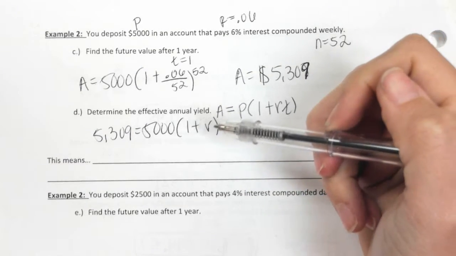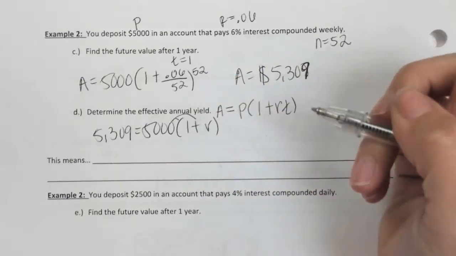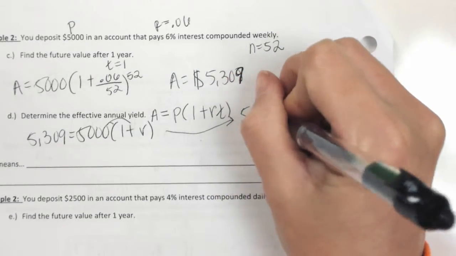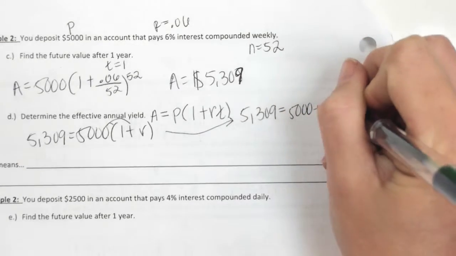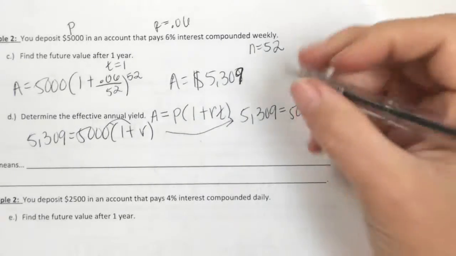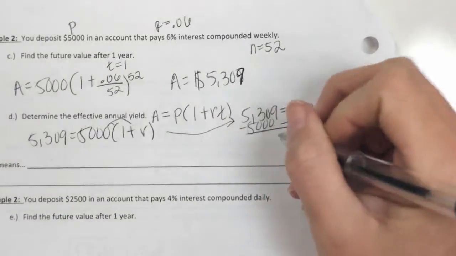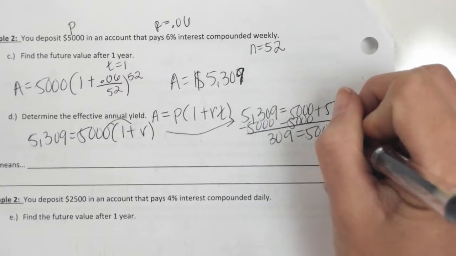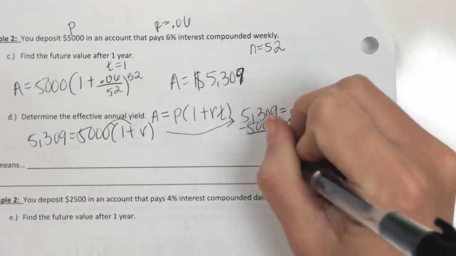Again, how do we solve for R? Well, we got to get rid of the parentheses first, so let's distribute that 5,000. It'd be 5,309 equals 5,000 plus 5,000 R. Now to solve for R, first we'd have to subtract 5,000 from both sides. So we get 309 equals 5,000 R, and then we would divide both sides by 5,000.